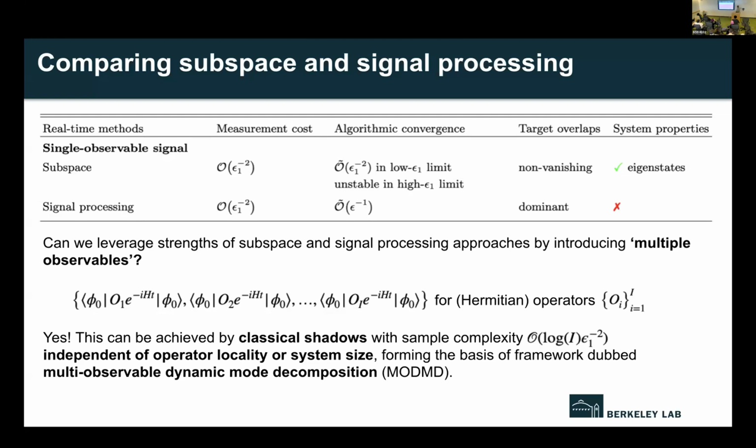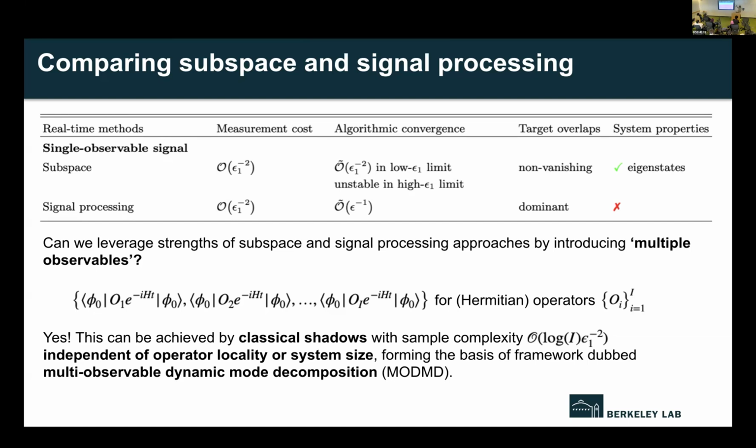For the subspace method, they often don't have an optimal scaling, and moreover are often limited by shot noise or statistical noise. They can also be susceptible to measurement noise because they're essentially solving an ill-conditioned eigenvalue problem. By contrast, many signal processing methods have optimal runtime.